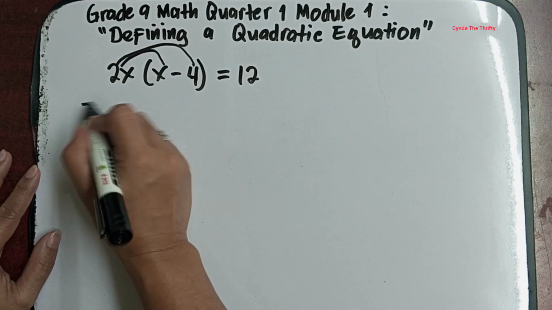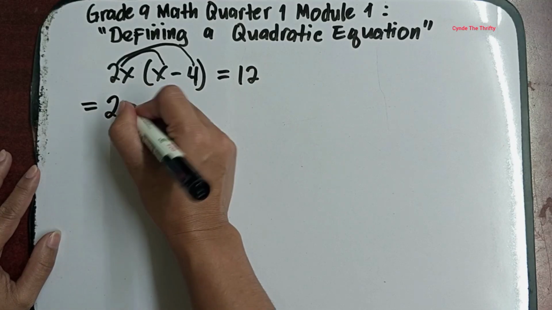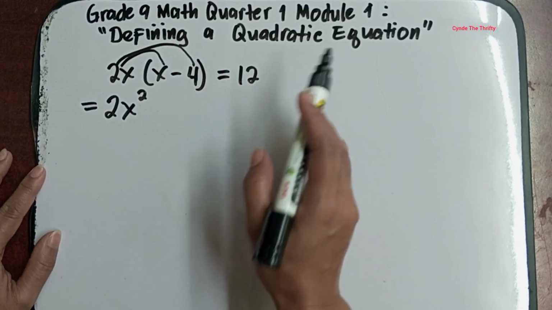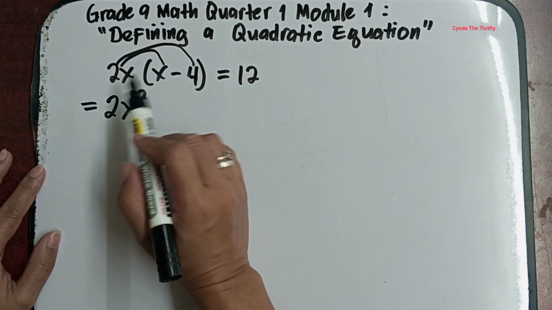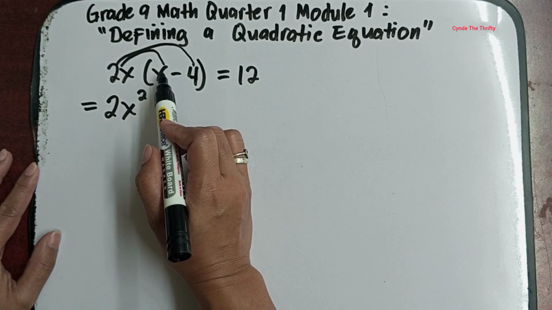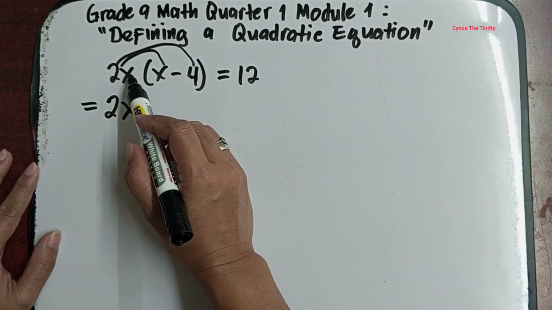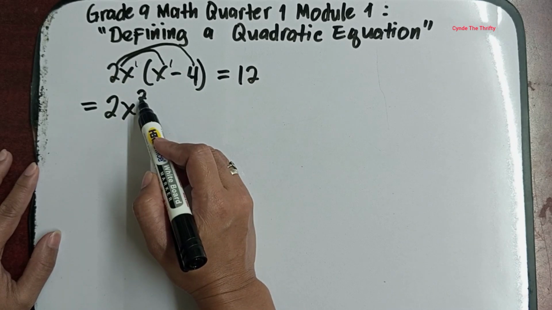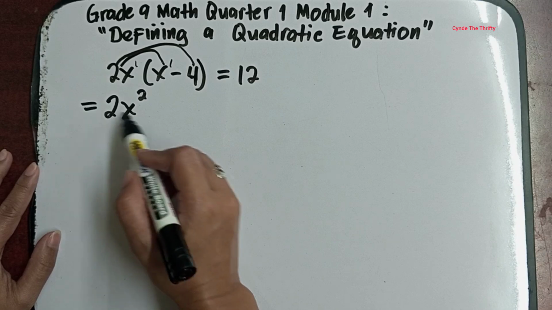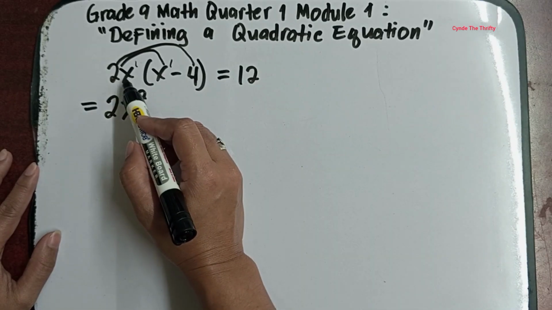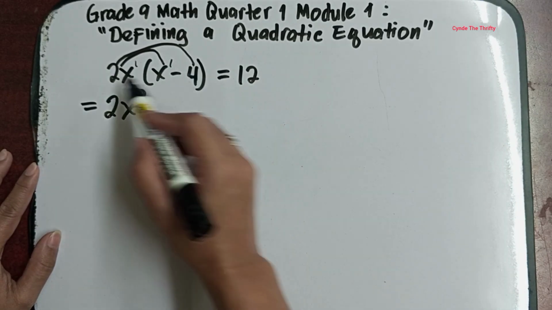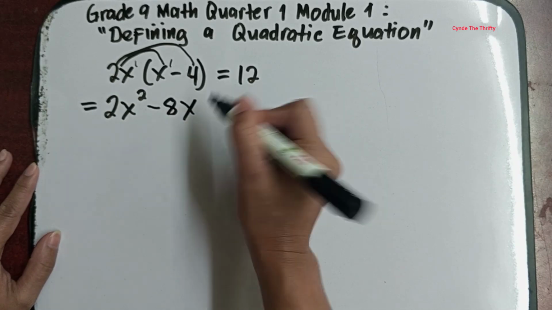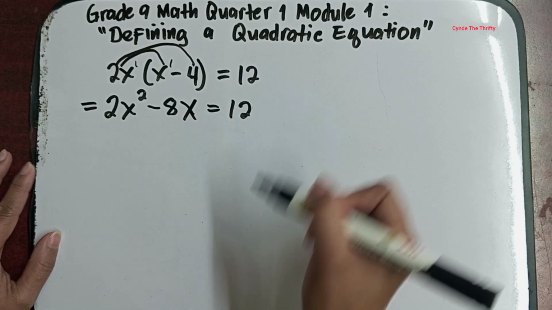So, 2x times x is equal to 2x squared. Okay, again, sa multiplication of exponents. So, kapag nag-multiply ka ng may mga exponents, ang gagawin natin sa exponents is i-add natin siya. Since si x dito is merong 1 na exponent at si x merong 1, so i-add natin ang kanilang exponent, that's why naging 2. So, 2x squared. Now, i-multiply naman natin si 2x kay negative 4. So, 2x times negative 4 is equal to negative 8x. Okay? So, equals 12.